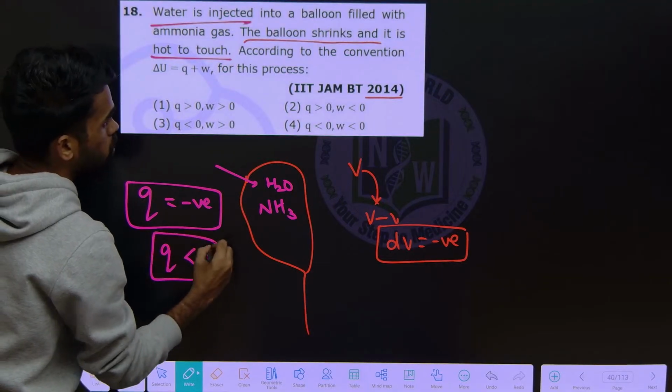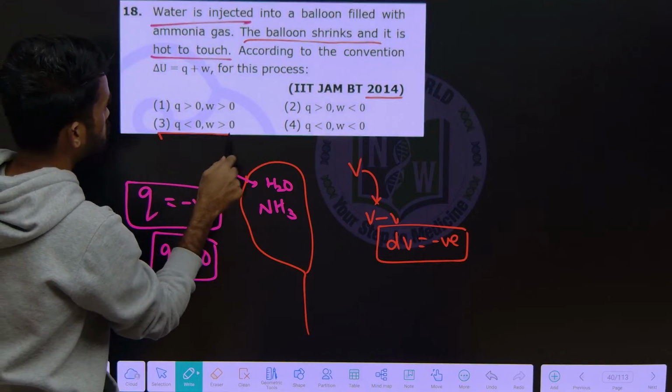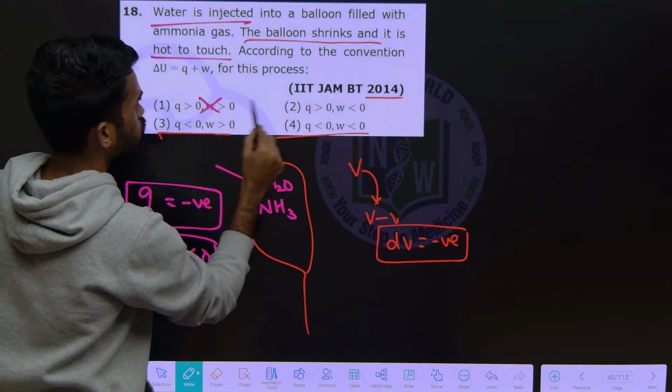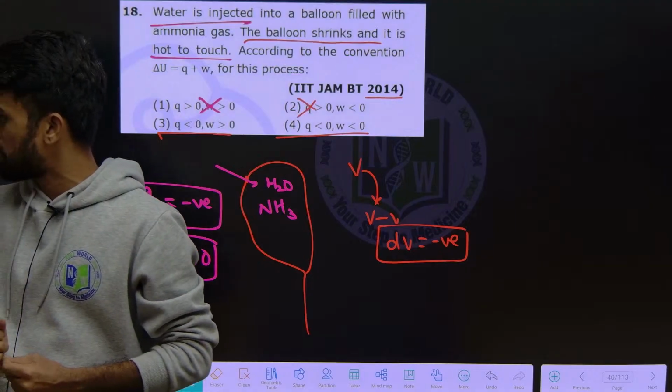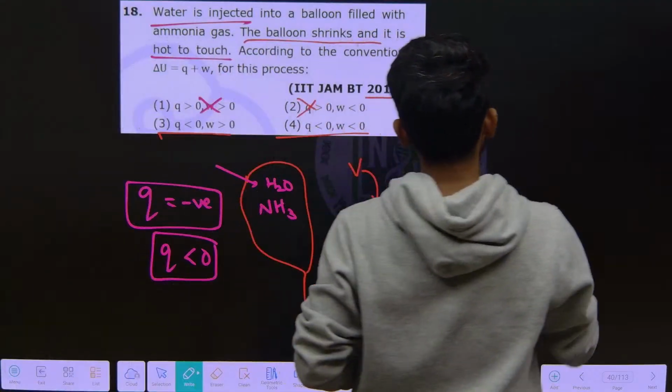So where do we have this option? Q less than 0 is in option 3 and option 4. So you can remove 1 and 2. Out of 3 and 4, there will be one option. I will tell you how we can predict that one also. Okay, look at this.